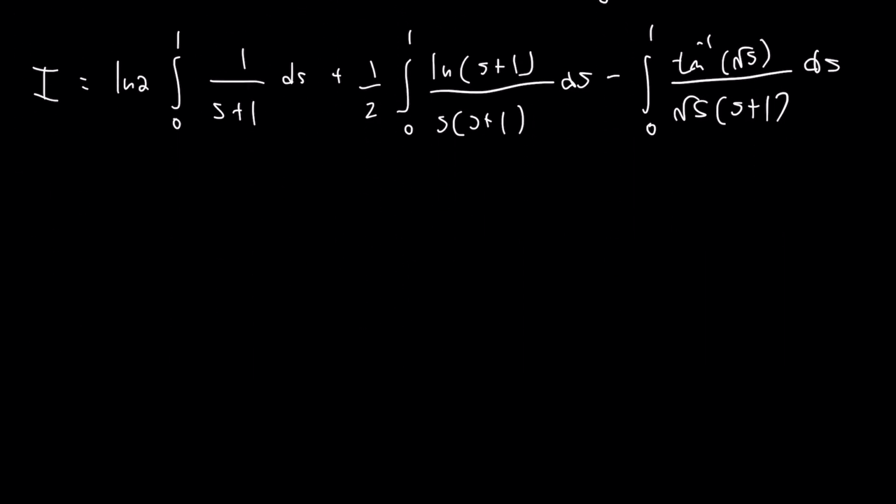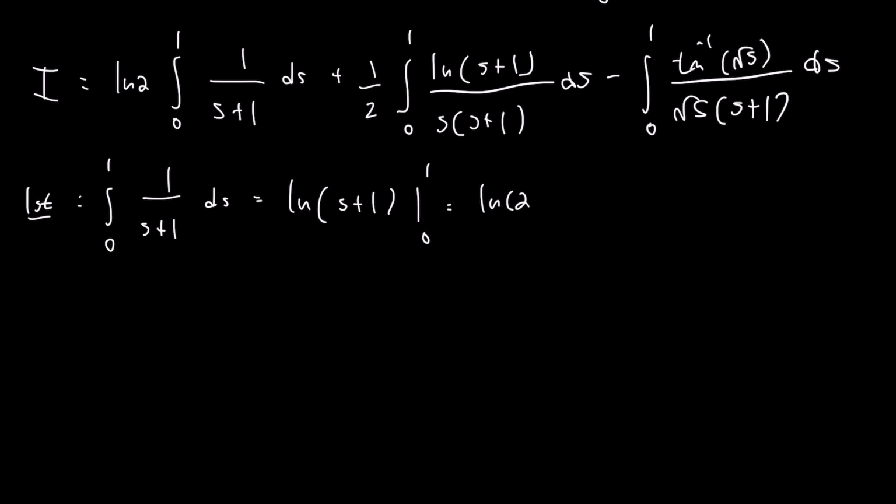And from here I will focus on this first integral. So the first one will be the integral from 0 to 1 of 1 over s plus 1 ds, which will be the natural log of s plus 1 from 0 to 1, which is the natural log of 2. So our integral will become natural log of 2 times the natural log of 2.